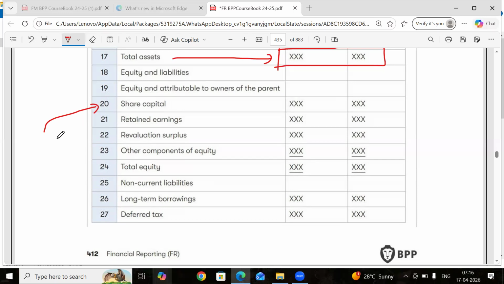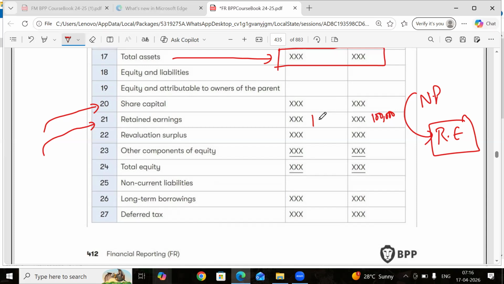Those are called shareholders. Then retained earnings: whatever profits the company earns, it transfers into the account called retained earnings, and that can also be a potential capital. So let's say 1 lakh is the retained earnings balance at the end of the previous year, which becomes this year's opening balance, and this year's net profit is 30,000. So the total balance in retained earnings at the end of this year will be 1,30,000. Opening balance plus current year profit and any other changes.